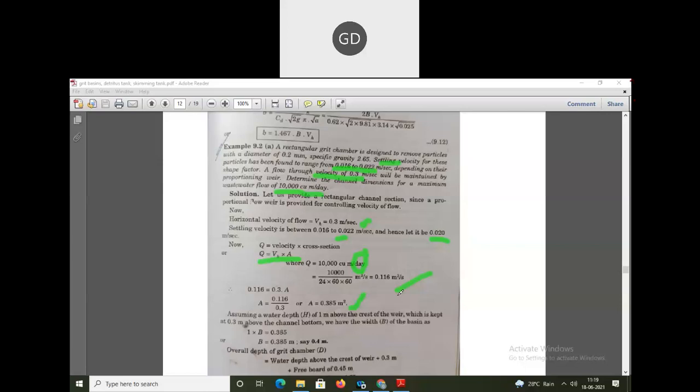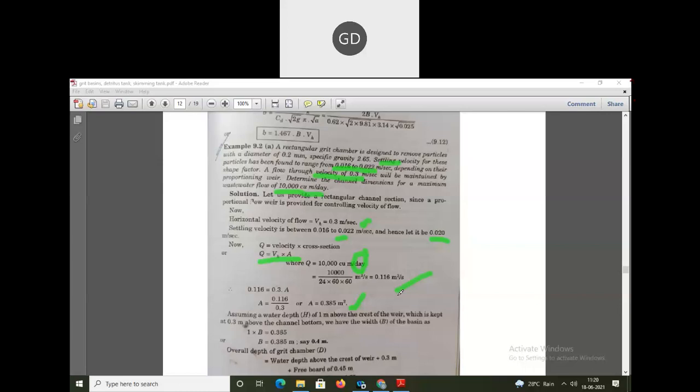So now after you got the area of the channel, you can assume some things while designing a numerical, because every value is not given to you, and you have to know what things you usually have to assume. So for this sedimentation grit chamber design process, you can assume a water depth. What is the depth of the water? You can denote it by capital H. So you can assume the water depth to be 1 meter.